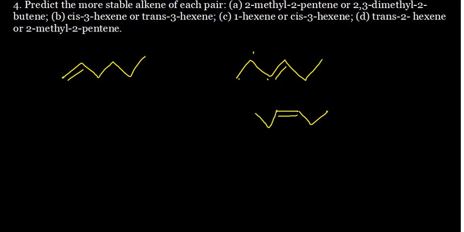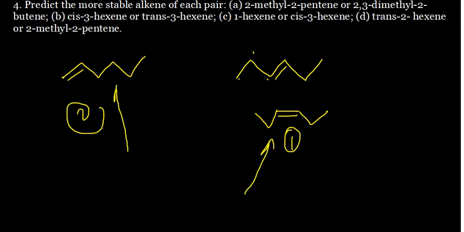So which one is going to be more stable? From what we are able to see, this one is going to be more stable than this one, because this one is disubstituted, and then this one is monosubstituted. And actually we also know that cis isomers are more stable than monosubstituted isomers.